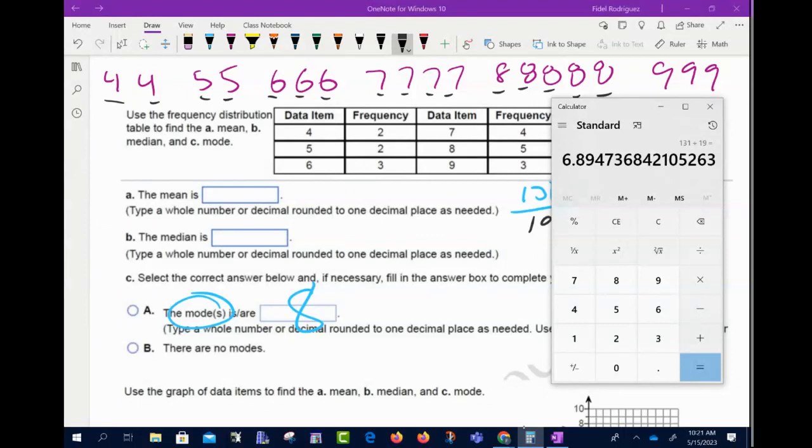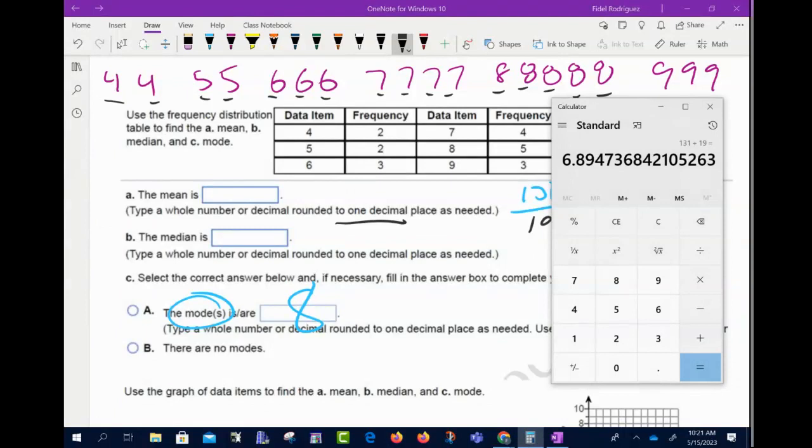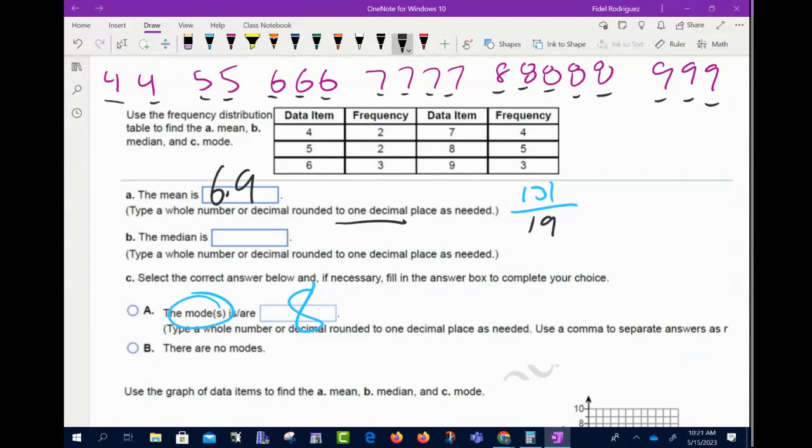Round it to how many decimal places? 1 decimal place. Y'all, I got a question for you. 6.8 or 6.9? 6.9. Boom. There we go.